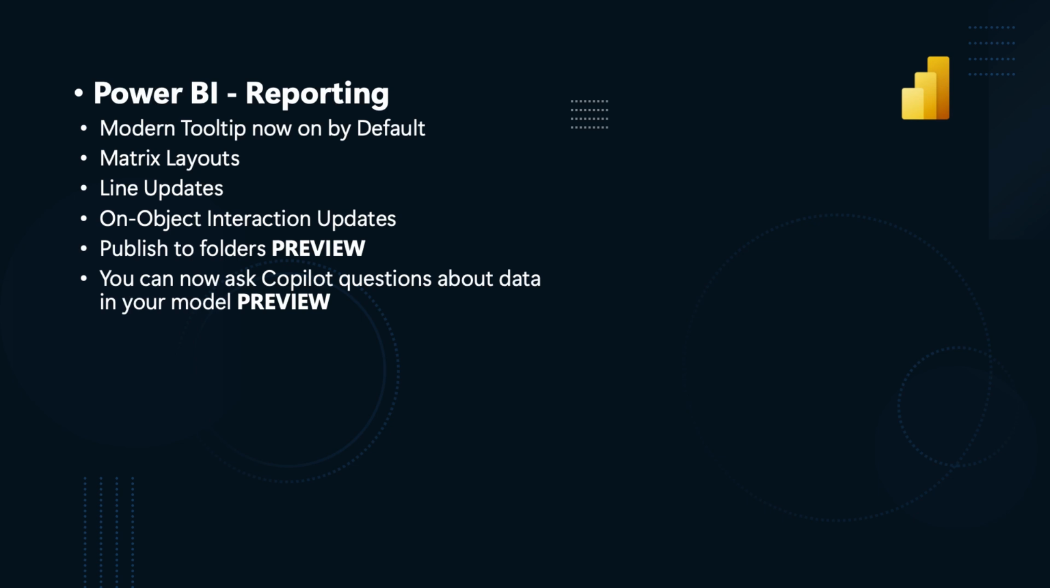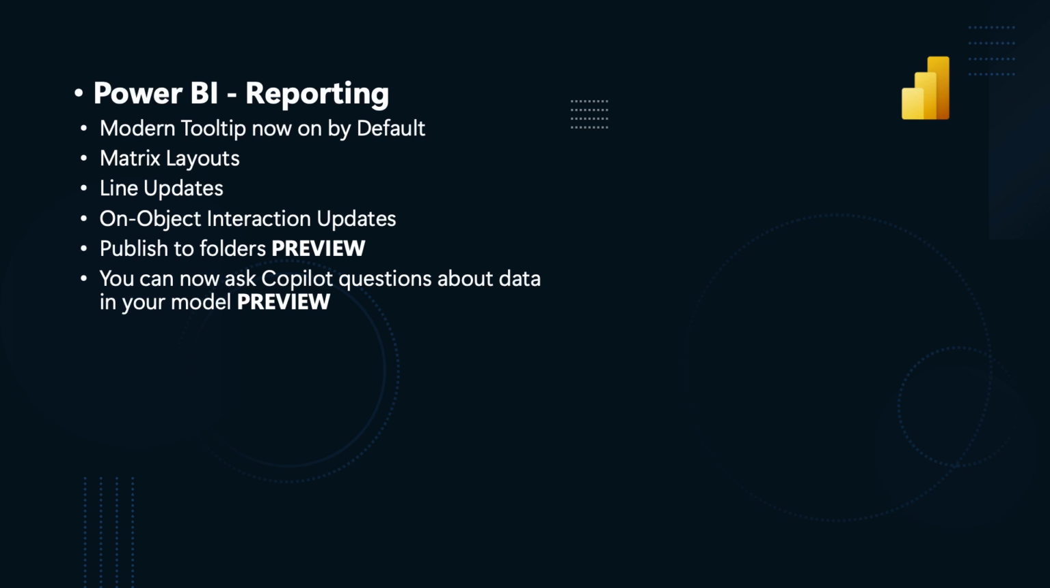Publish to folders in public preview. We recently announced the public preview of folders and workspaces, allowing you to create a hierarchical structure for organizing and managing your items. In the latest desktop release, you can now publish your reports to specific folders in your workspace. When you publish a report, you can choose the specific workspace and folder for your report. The interface is simplistic and easy to understand, making organizing your Power BI content from desktop even better.